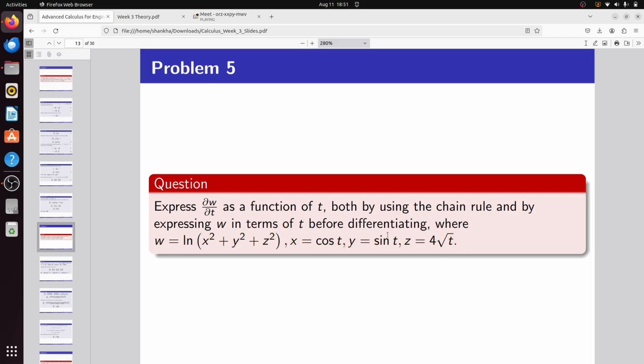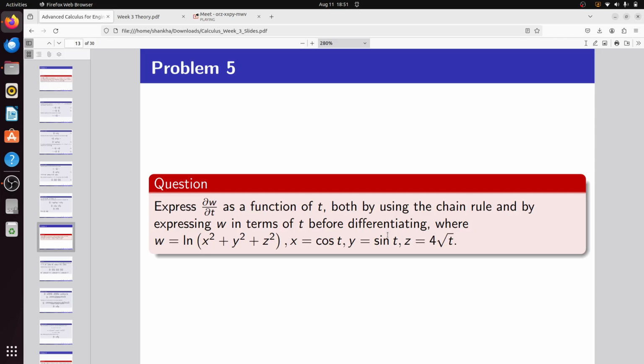Sir, putting the values of x, y, z. Yes, in W, you just put x, y, z there. So what is the value of x? X is cosine t, y is equal to sin t, and z is equal to 4 square root of t. You just put them up in the expression, right? So you just put them up and tell me what is the answer del w del t.